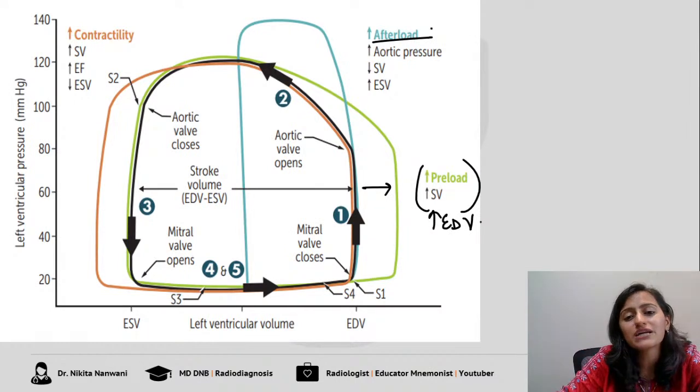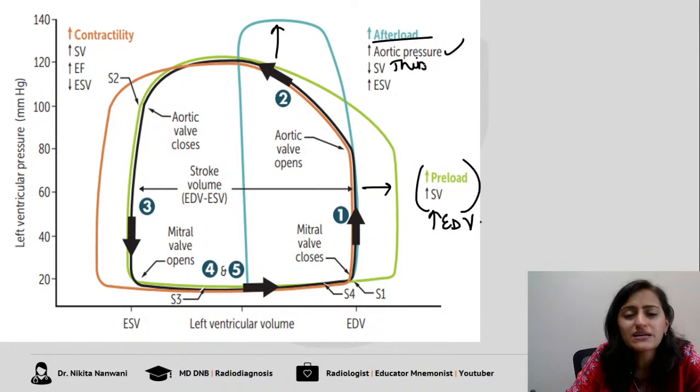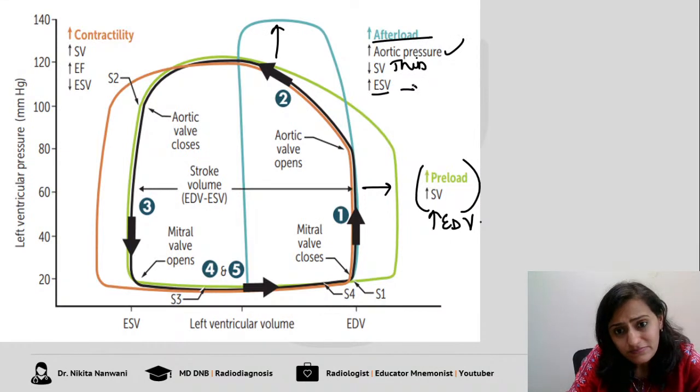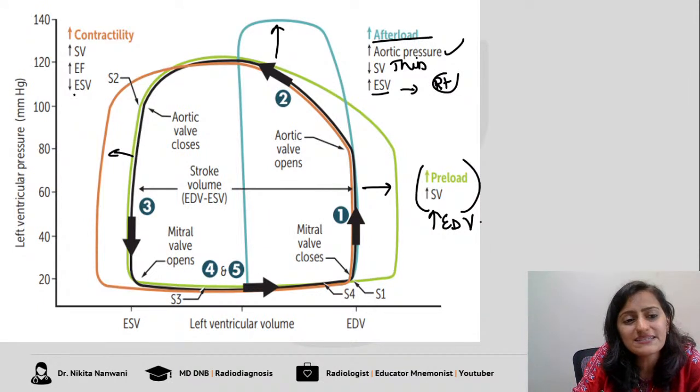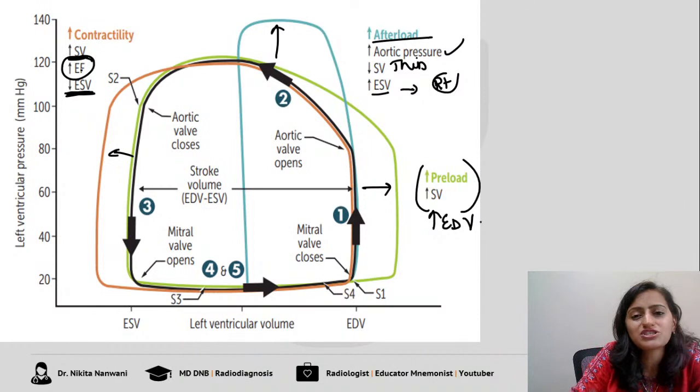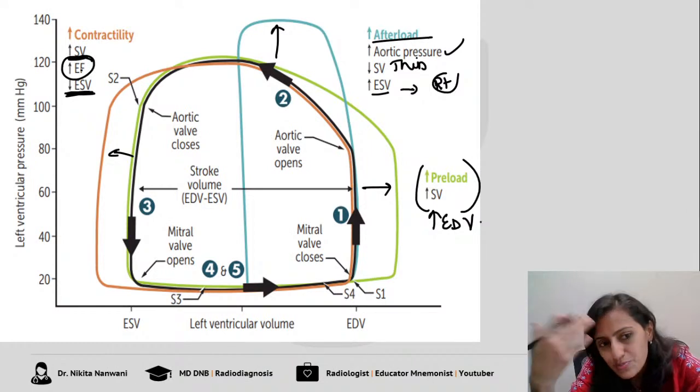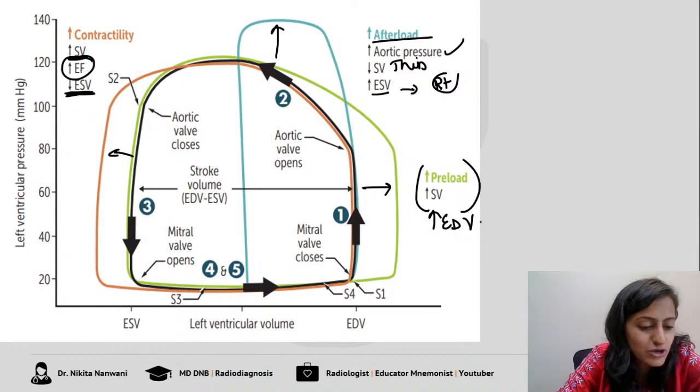Increase in afterload, aortic pressure increases, so the height increases. Stroke volume decreases, so the end systolic volume increases, right? So the graph is basically it is going towards the right. Okay, the end systolic volume is going towards right. Increased contractility, the spendings are more, the savings are less. End systolic volume is the saving. Okay, and the ejection fraction basically will be more because we are ejecting out more with increased contractility.